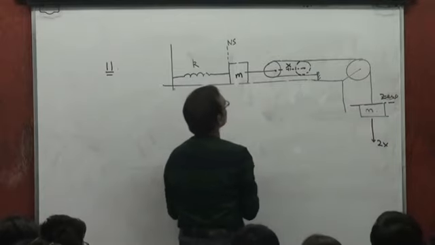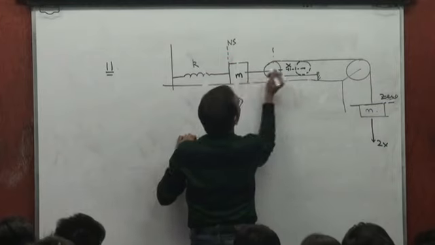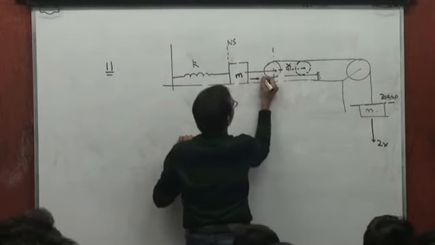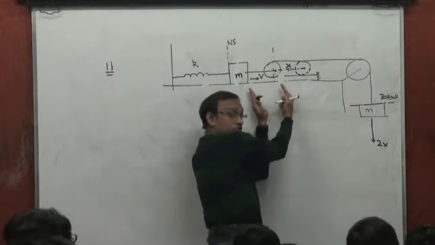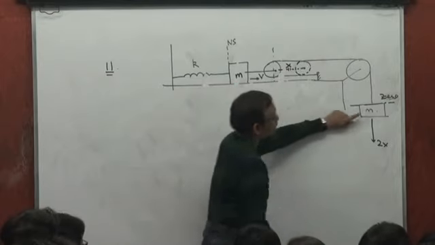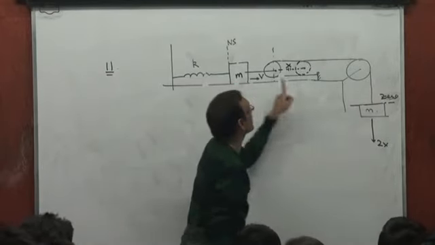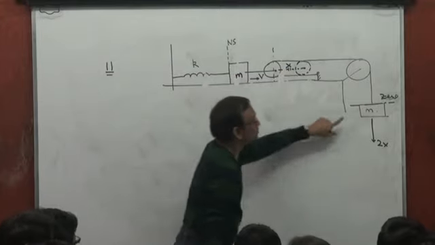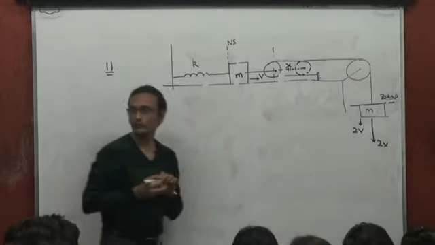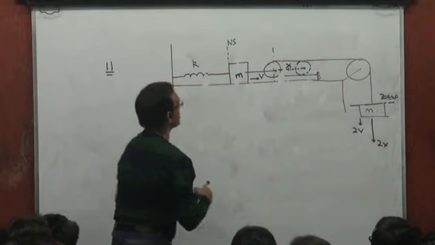By the time this descends by an amount 2x, let's say this mass m acquires a velocity v. When it moves to the right by an amount x, this acquires a velocity v, but the velocity of this would be 2v, because this is moving twice as much as this mass m. So the velocity of this would be 2v, right?